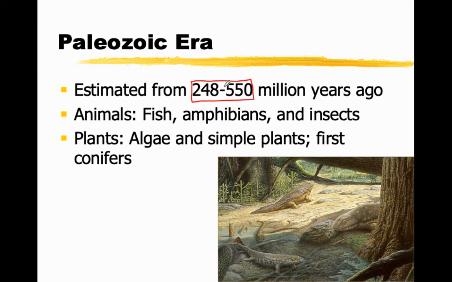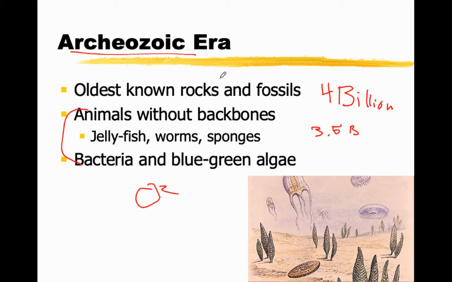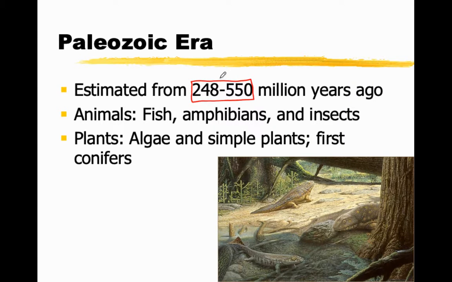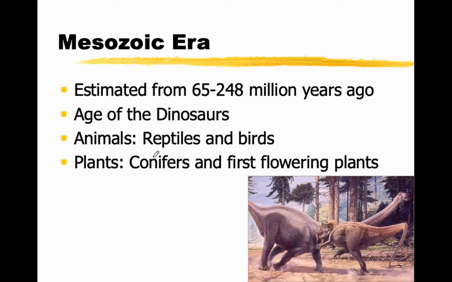Now, the Paleozoic era, we're still talking about roughly 250 million years to 300 million years. So, this thing keeps moving around on me. Animals such as fish, amphibians, and insects, algae, simple plants, first conifers. So that's what we're going to see here. Nothing really of substance. These are going to be smaller ones, mostly related to the water. Simple plants. So now we're getting more oxygen, where now we can see some larger animals.